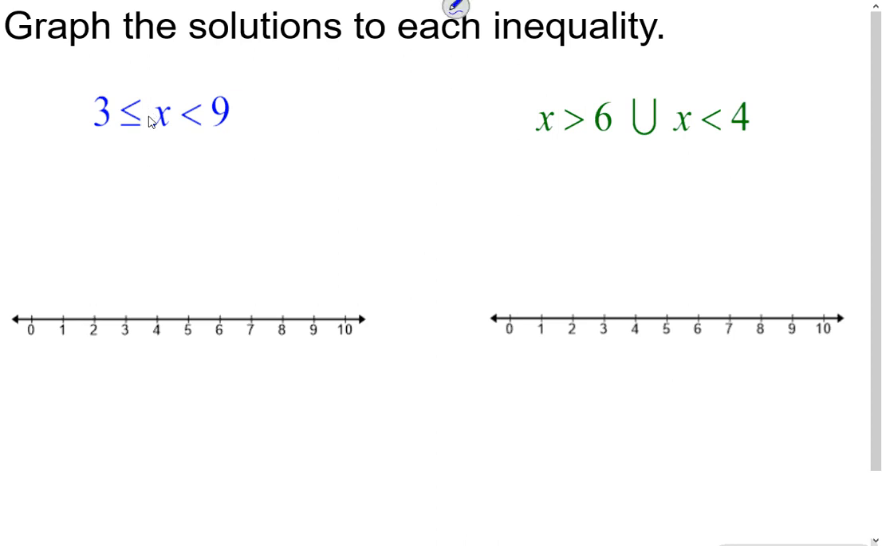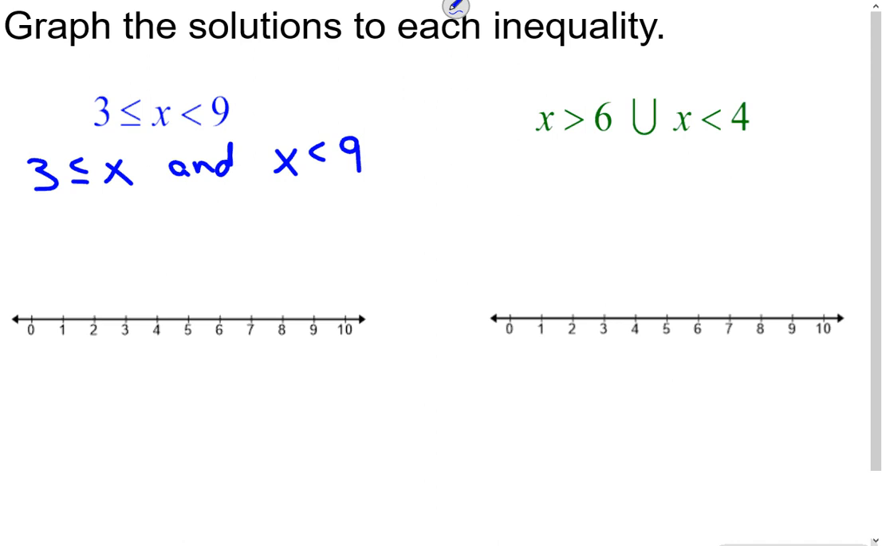So I'm going to rewrite it in "and" format. Remember, we'd have the two inequalities that we have to pull apart. 3 is less than or equal to x, and x is less than 9. Those are the two pieces that we're going to have to graph onto this number line.